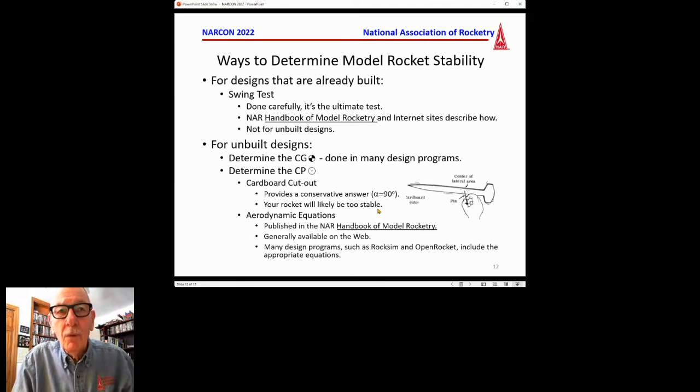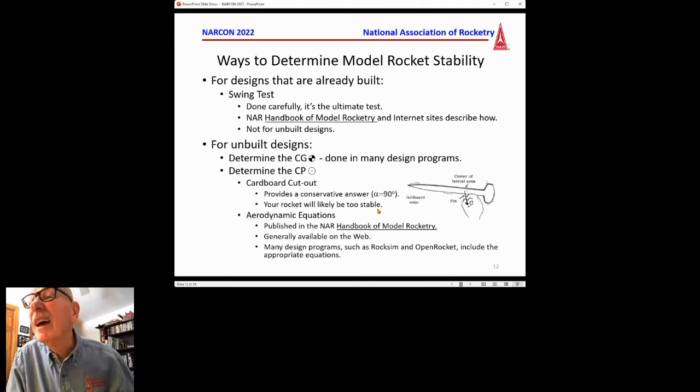Now, there are a number of ways to determine a model rocket's stability. Excuse me, while I was checking on some of the questions, just to see if there's anything that I need to deal with right now.